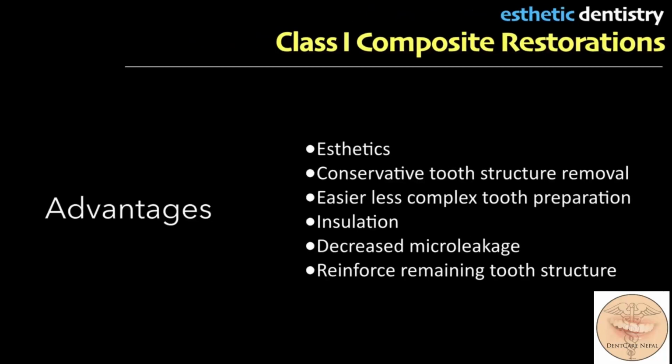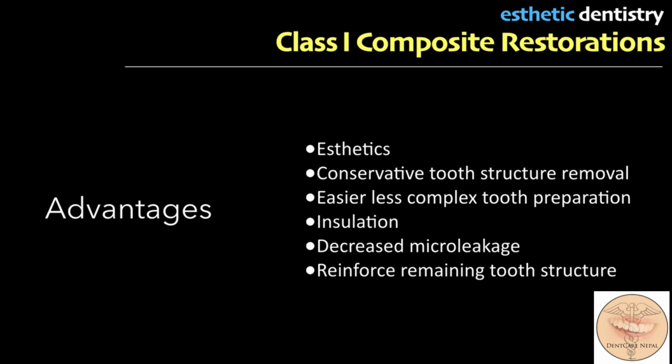When talking about the advantages of composite restoration, we know that all composite restorations are aesthetically pleasing, tooth-colored restorative material, and there is conservative tooth structure removal. We do not remove with the concept in mind of extension for prevention, which was described by G.V. Black. Rather, we just remove the lesion part only. It's comparatively easier and a less complex tooth preparation. It provides insulation, decreases the microleakage, and there are some added benefits of the bonding system itself.